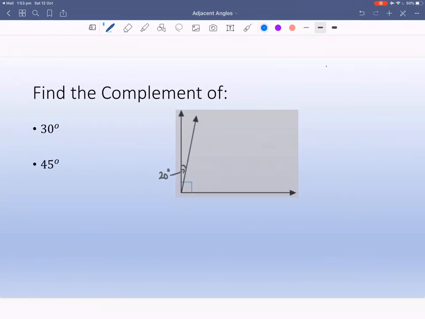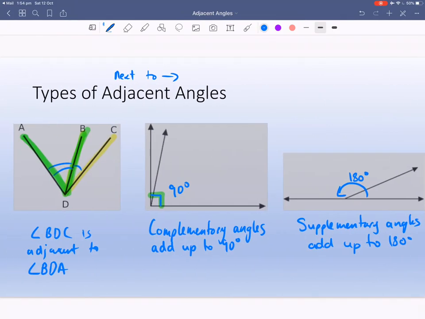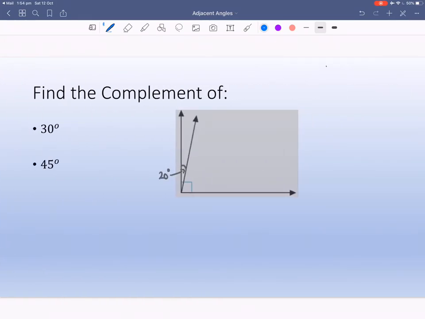We're going to do some questions. Find the complement of 30 degrees. Now, complementary angles are angles that add up to what? 90 degrees, yeah. So that means the complement of 30 has to be a number that equals 90 degrees, because remember, complementary angles add up to 90 degrees. And some of you are already saying it. It is 60. So 60 degrees is the complement of 30.